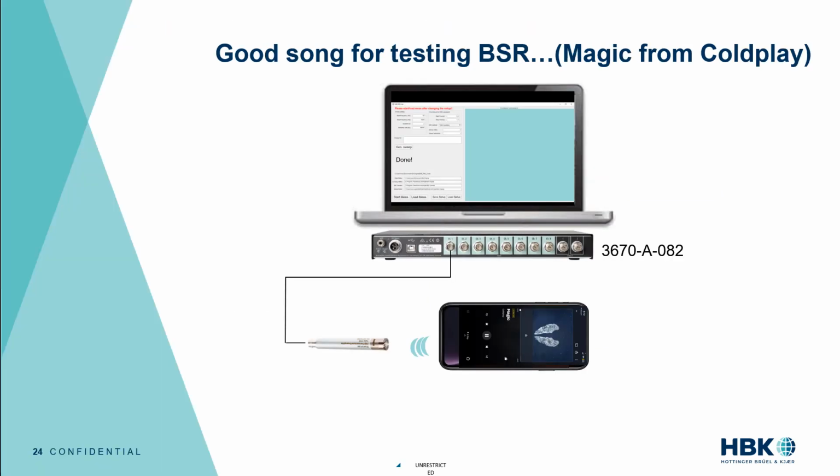Let's take a quick example of an open loop test using my phone, and I'm going to play 15 seconds of Magic from Coldplay. If you don't know that song, it has a lot of bass and drums, and it should stress the micro speakers on this phone, revealing all kinds of artifacts.